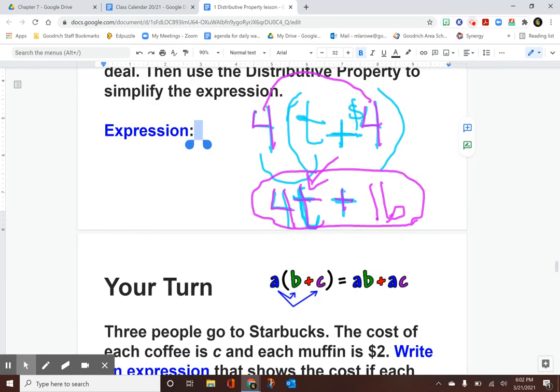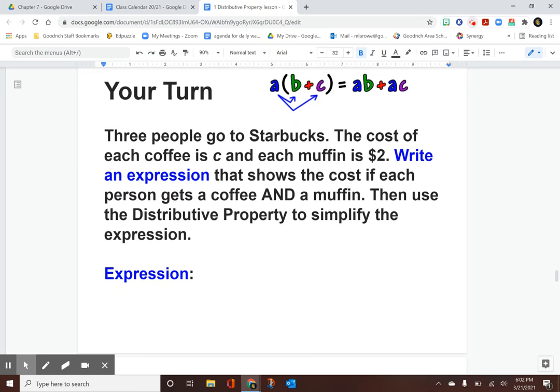Give you one to try that's real world. 3 people go to Starbucks. The cost of each coffee is, we don't know. Each muffin, though, is $2. What would be an expression you could use to show the cost if each person is planning on getting a coffee and a muffin? Once you have your expression written, use the distributive property to make it a little bit simpler. We'll pause the video while you work.